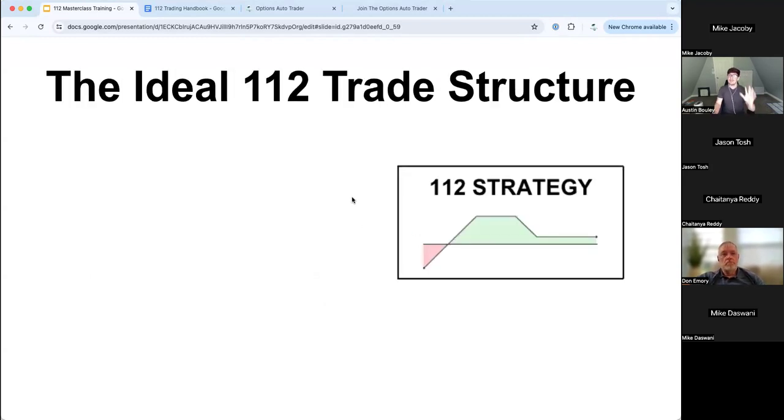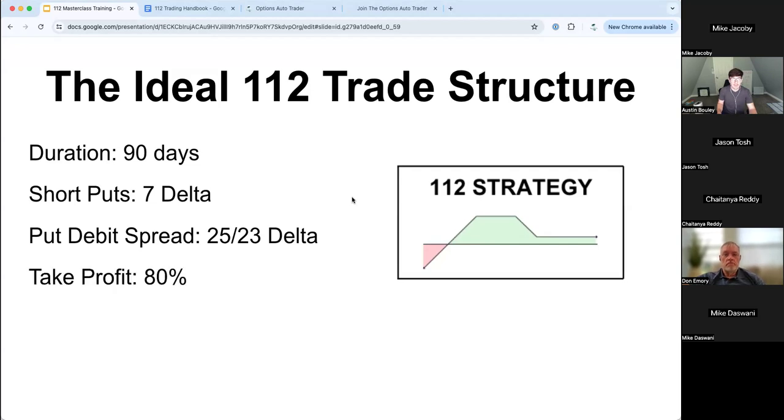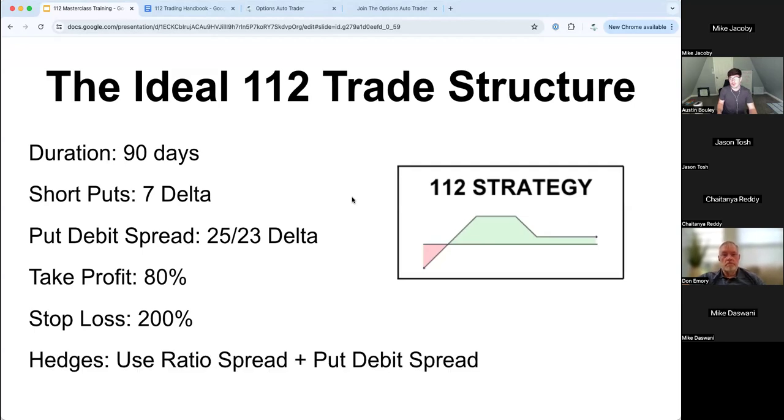So here is the ideal 1-1-2 trade structure. Again, I've showed you all the stats, so you can pick and choose how you want to trade it, but this is how I like trading it. The duration or days until expiration is 90 days out. Short puts of 7 delta, a put debit spread of a 25-23 delta, take profit of 80%, stop losses of 200%, and hedges. Use a ratio hedge and then put debit spread hedges.